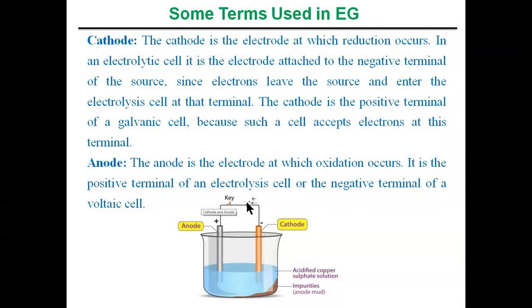Let us see what we mean by anode. The anode is the electrode at which oxidation occurs. It is the positive terminal of the electrolysis cell or the negative terminal of the voltaic cell. You can see the positive terminal of the electrolysis cell, and the negative terminal of the voltaic cell. This is very simple. We just need to say the positive terminal of the electrolysis cell, this is important, and the negative terminal of the voltaic cell.